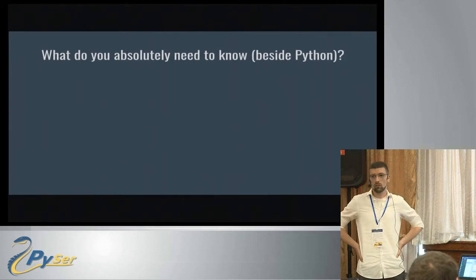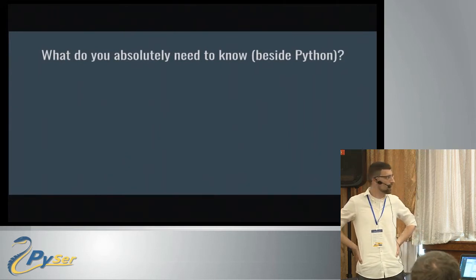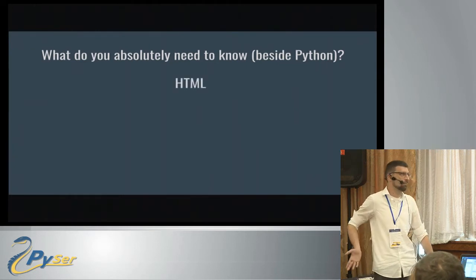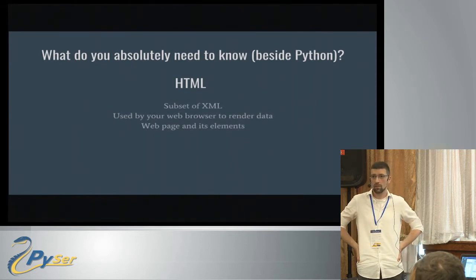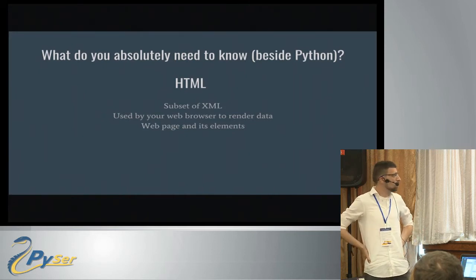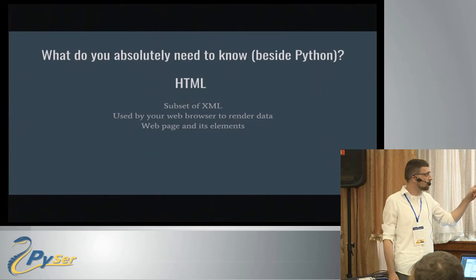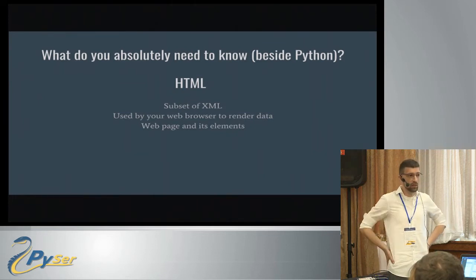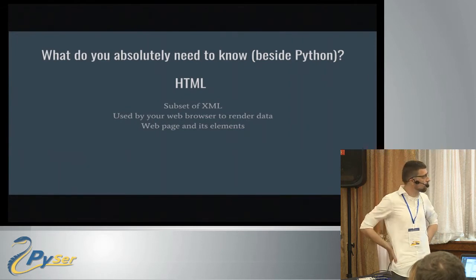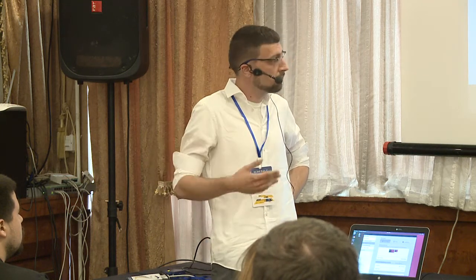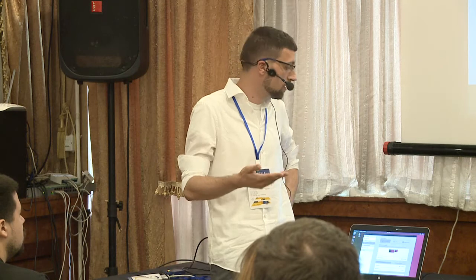So, what do you really need to know in order to extract data from web pages? HTML, obviously, because HTML essentially is the language of the web, and for the average internet user, it's the whole internet in a way. As you might know, HTML is a subset of XML. It's used by your web browser to render data and essentially transform the gibberish string into something that we can all relate to and use. And as such, it's used for a web page and its elements.